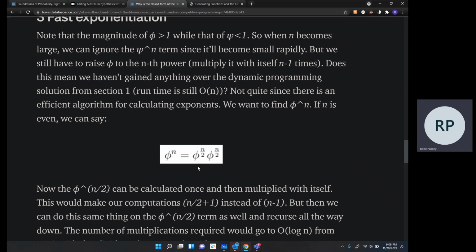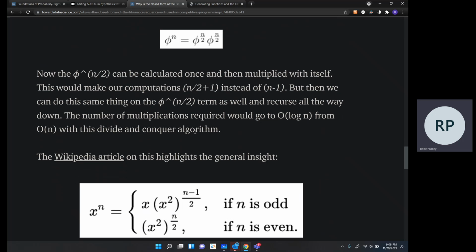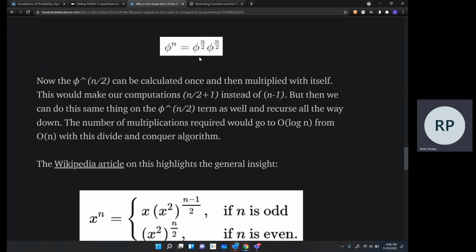So you cut the number of multiplications roughly in half, but then you won't stop here, right? You'll do the same trick recursively on phi to the power n by 2, and so on, all the way till you get to phi to the power 1, or phi to the power 0. Every time you'll be cutting the exponent in half. And for that reason, this will be a log n algorithm, because it'll branch down, and every time the exponent will halve, right, at each step.